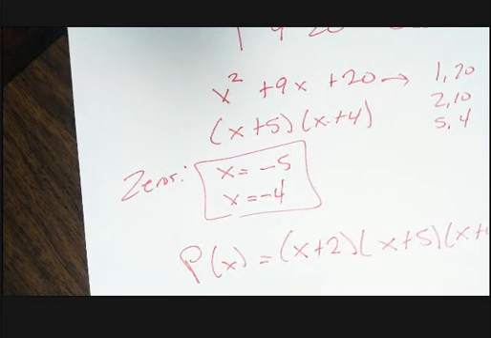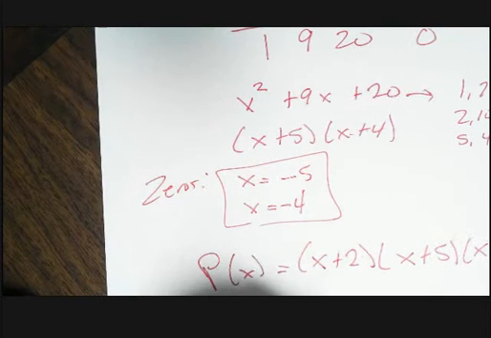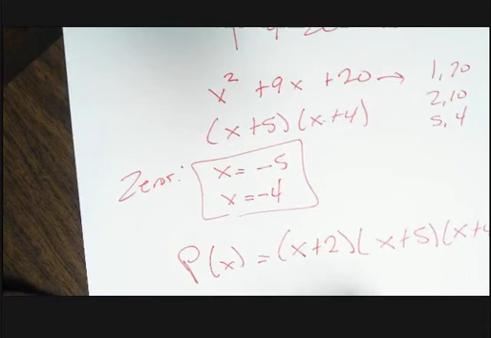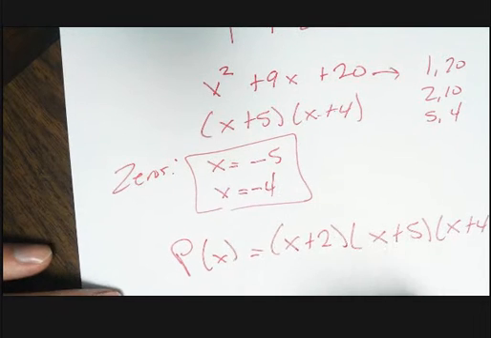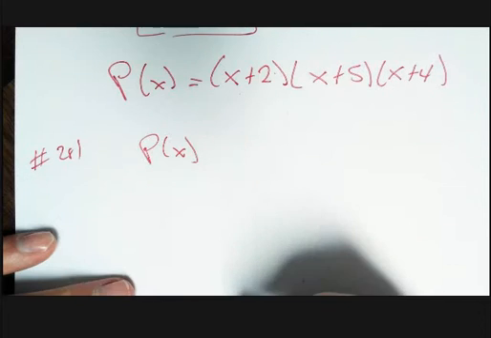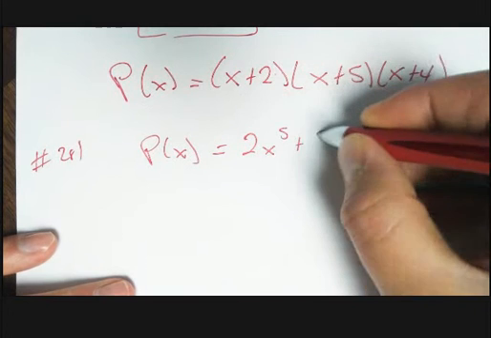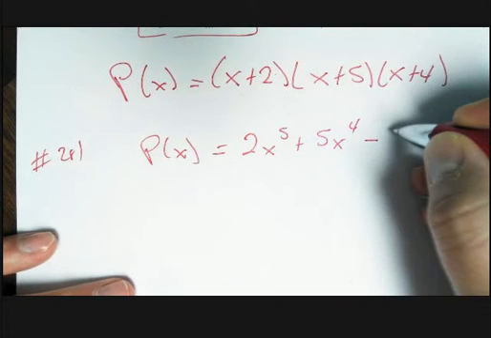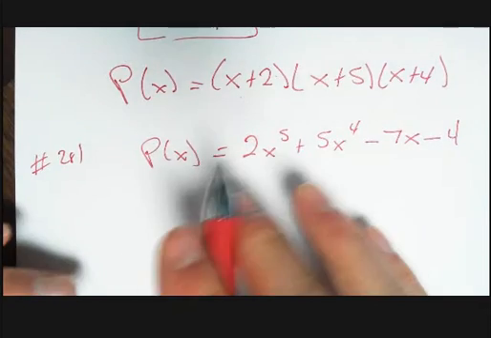Alright, 28. Last page. Alright, 28 says using Descartes' rule, determine the possible number of positive reals and negative reals. So you have p of x equals 2x to the 5th plus 5x to the 4th minus 7x minus 4. And it says we want to use Descartes' rule.